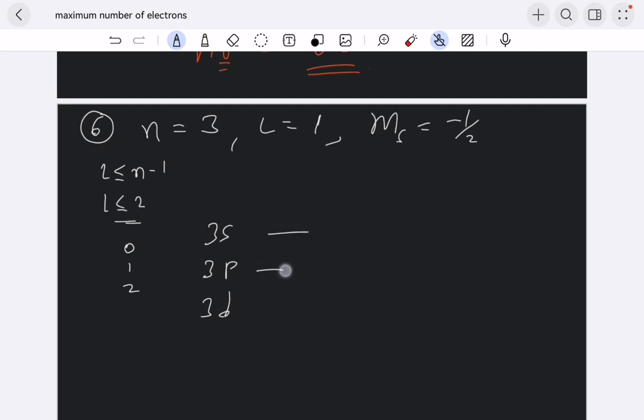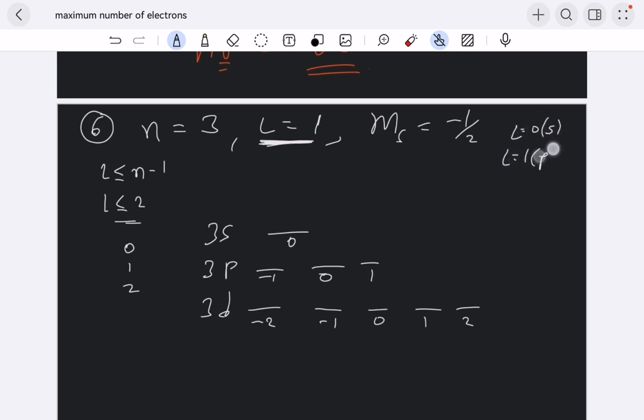So we have 1 orbital, then 3 orbitals, then 5 orbitals, with ML values 0, then -1, 0, 1, then -2, -1, 0, 1, 2. We are interested in L is equal to 1. When L is equal to 0, it's S. When L is equal to 1, it's P. When L is equal to 2, it's D. So we are interested in when L is equal to P.